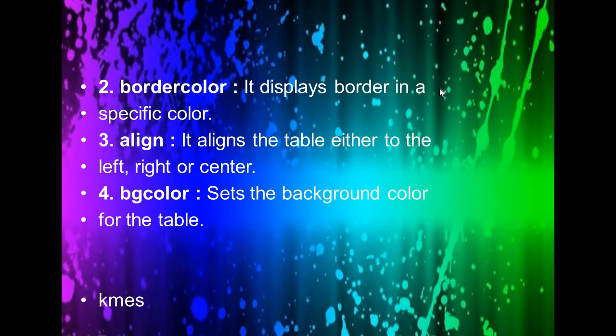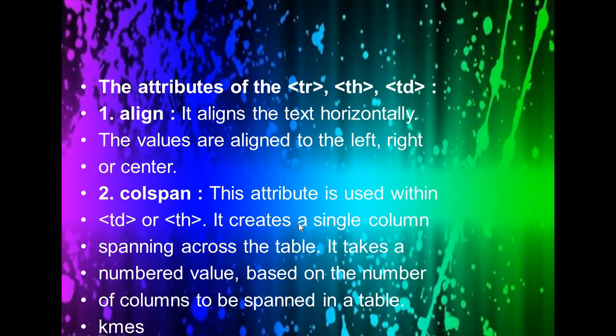Border color. With the help of this attribute, you can give a specific color to the border. Align. It aligns the table either to left, right or center, whether your table in the web page is in the center, right or left. This is the align attribute of the table tag. Then bgcolor sets the background color for the table. You can give a background color also with the help of bgcolor. These are some attributes of table.